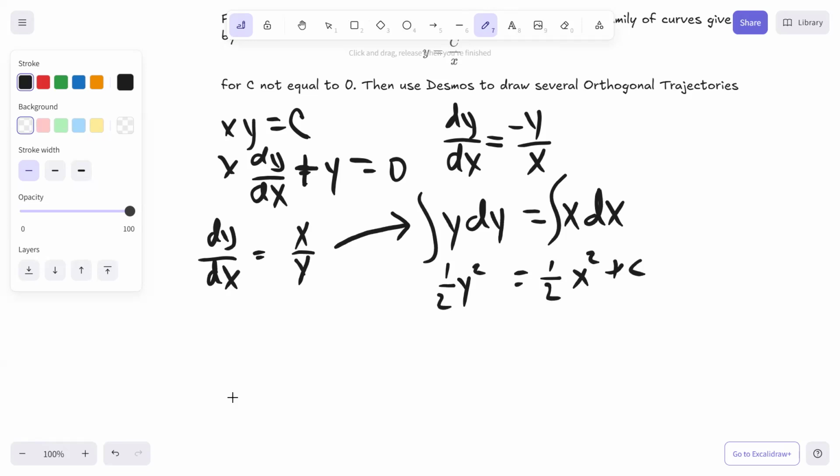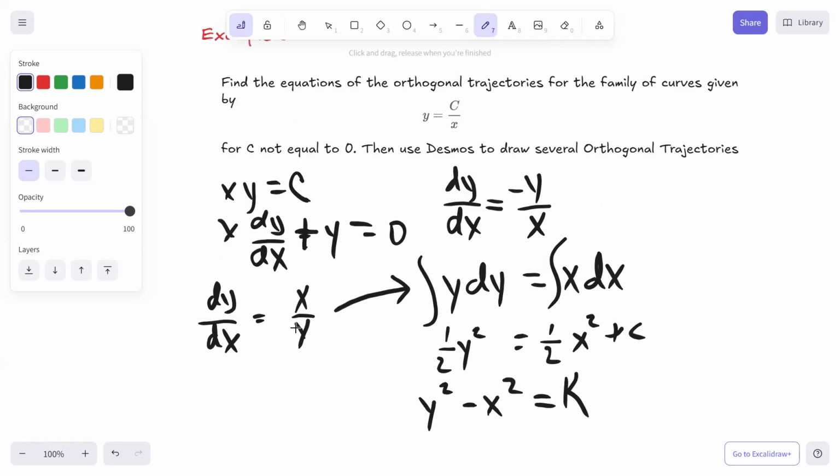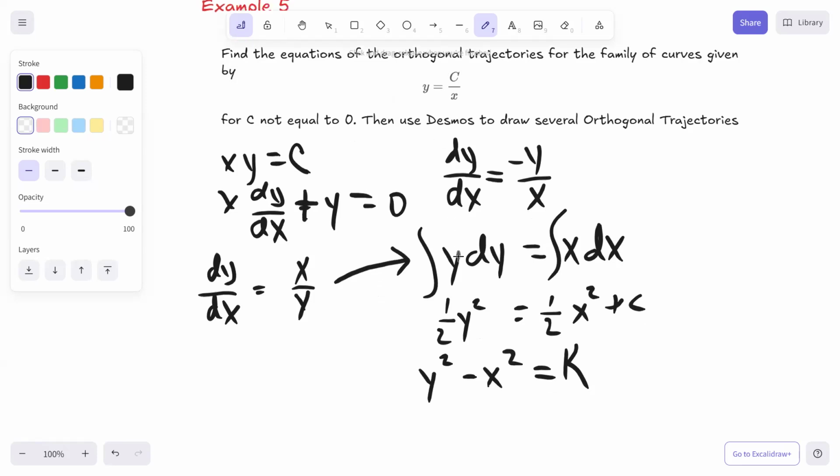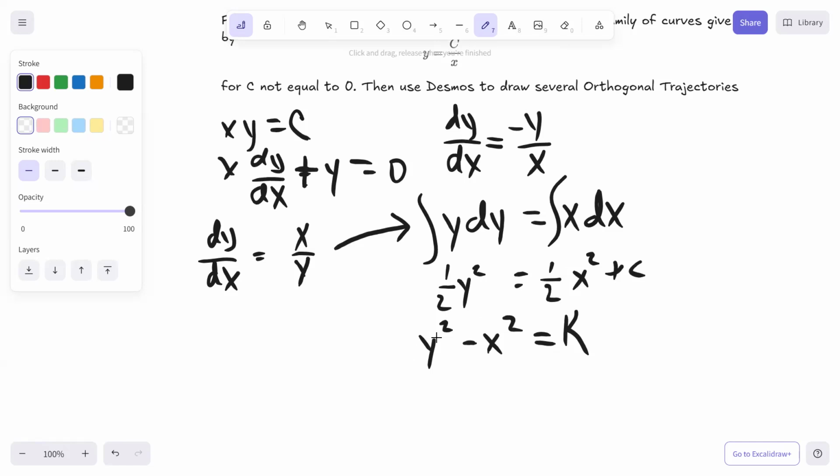And then we can multiply both sides by 2 and subtract the x squared. You have y squared minus x squared equals, we'll call it k. And k just represents what you would get for the constant after you solve the equation like this. So the orthogonal trajectories for the family of curves given by our original equation, y equals c over x, is the family of curves given by the equation y squared minus x squared equals k.